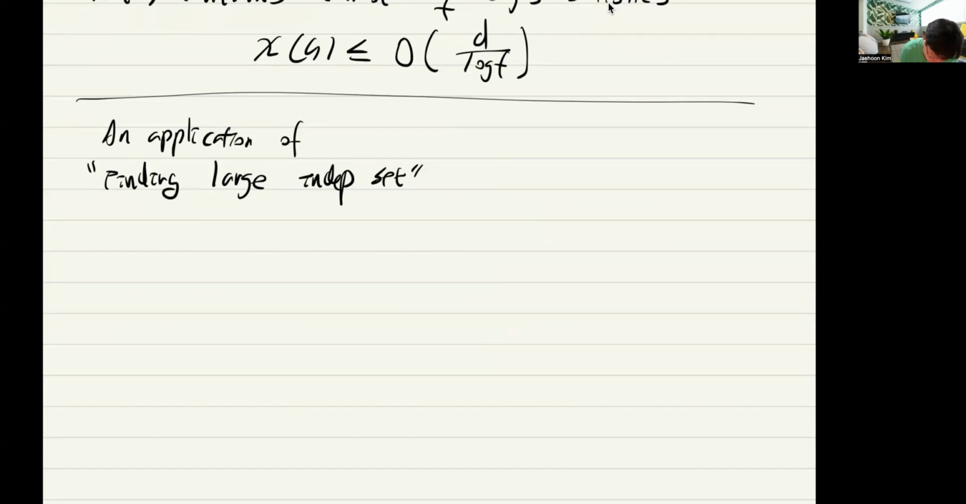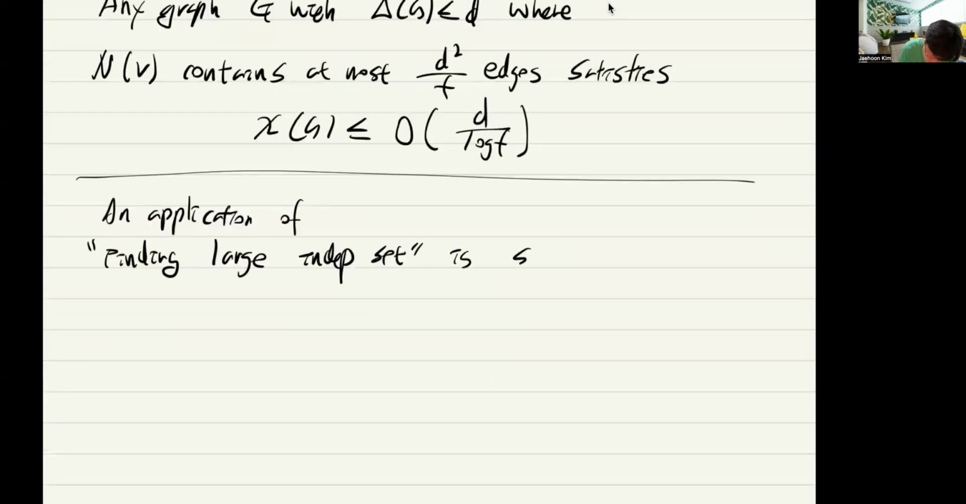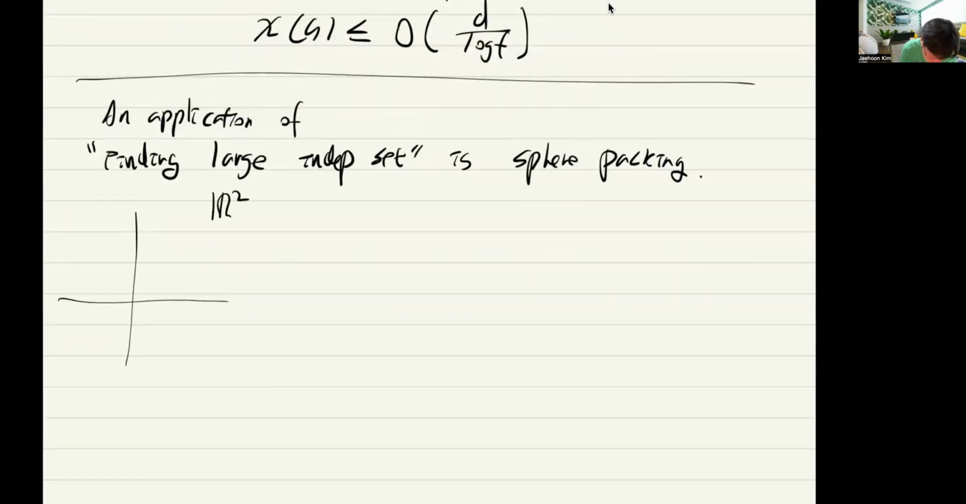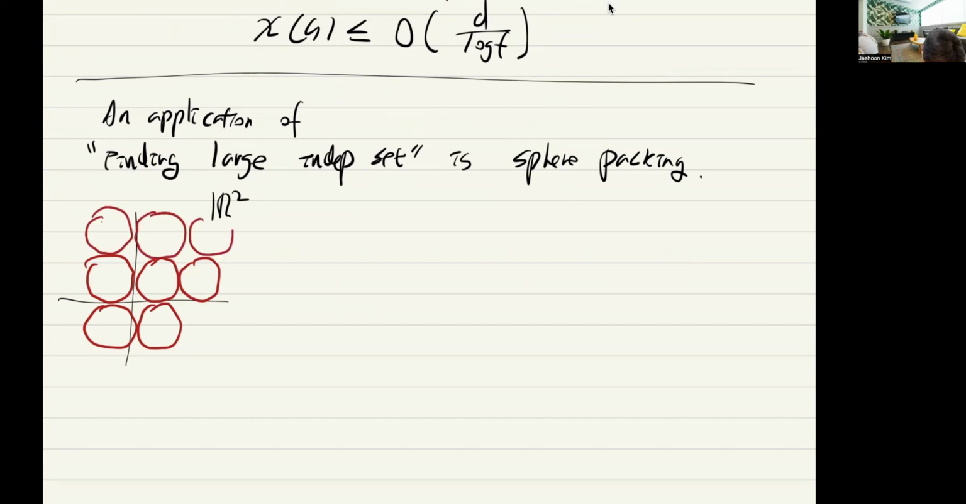One is about sphere packing. So what is sphere packing? Let's say you are in R2 and you want to put two-dimensional spheres, so unit circles, unit disks. You want to put them without overlapping. Sharing a boundary is fine. And let's say you put them this way, and this repeats.